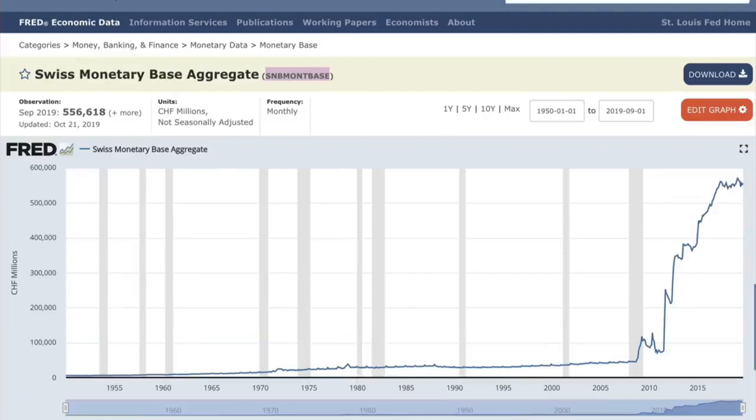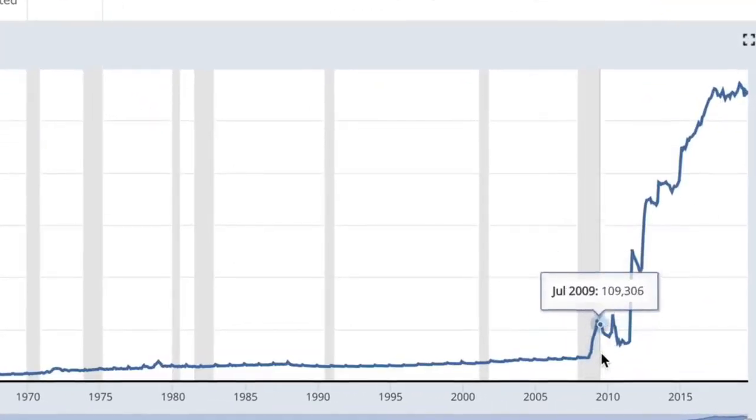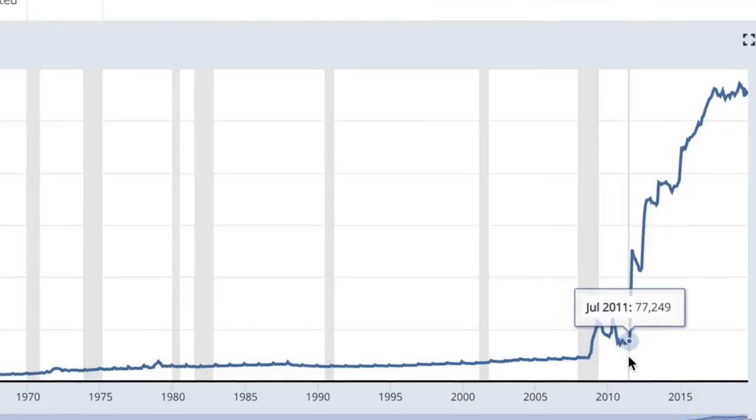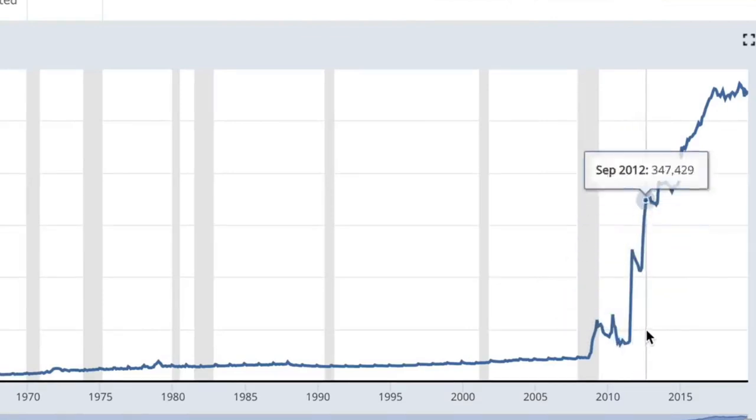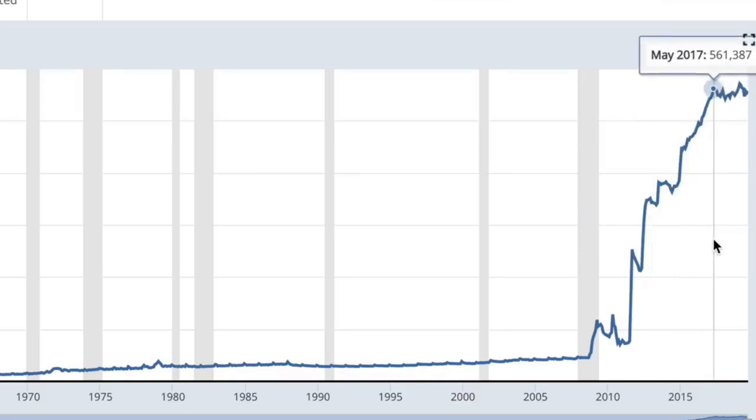Now, the Swiss franc is the stalwart of fiat currencies that's supposed to be the most reliable, solid of all of the fiat currencies out there. This chart goes back to 1950. This is their response to the global financial crisis, and then their versions of QEs. And what you see here is that they didn't stop printing until mid-2017. What is going on with the world economy?